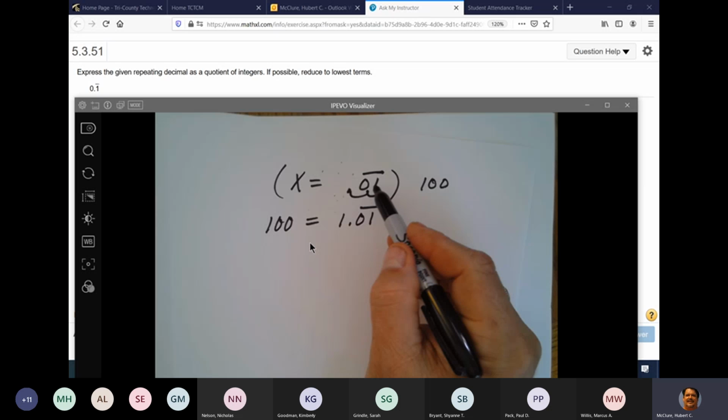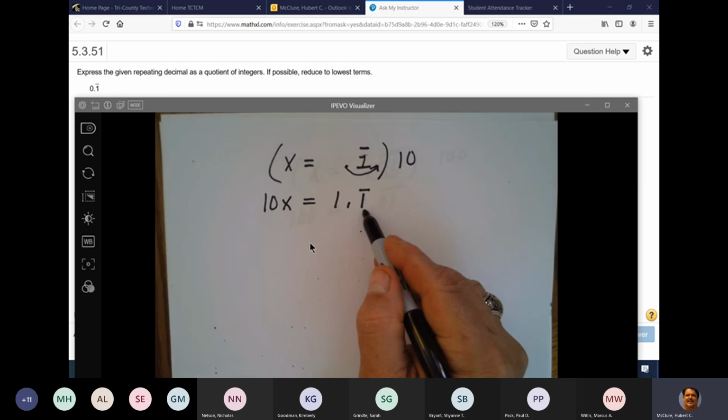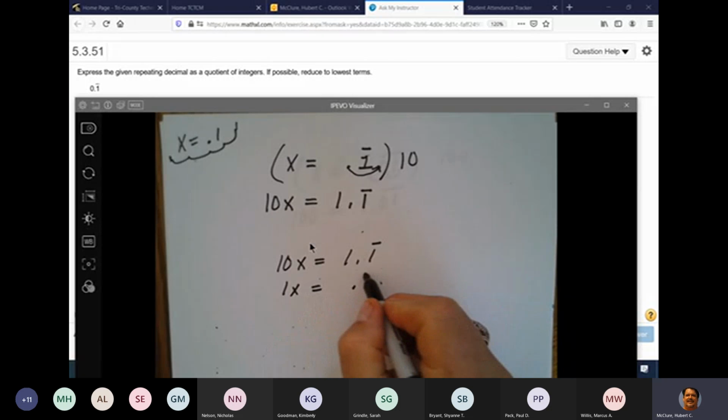So if it starts with a 100th, you usually multiply by 100. If it starts with a 10th, you can multiply by 100. It'll make it more accurate. But with repeating decimals, it doesn't really matter unless they want you to multiply by 100. But since you started off with a 10th, x is equal to 0.1, I'm going to multiply by 10. Now you subtract the two equations from each other. 10x is equal to 1.1 repeating, and 1x is equal to 0.1 repeating.